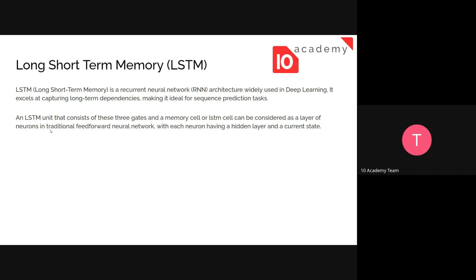So an LSTM unit has three gates, and memory cells or LSTM cells can be considered as a layer of neurons in a traditional feedback neural network, with each neuron having a hidden layer and current state, similar to the old definition of neural networks, also the same as the recurrent neural network.